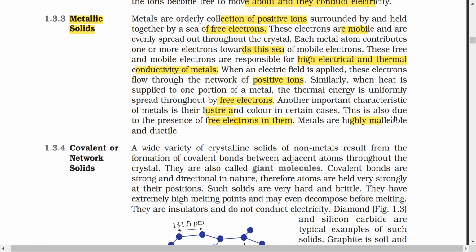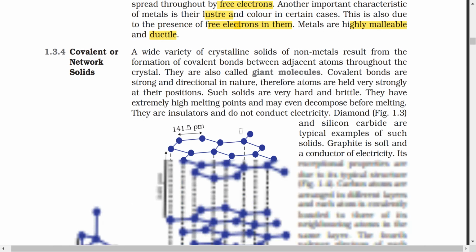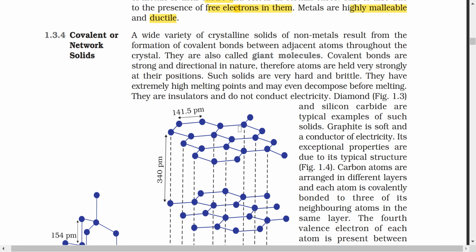Metals are highly malleable and ductile. We know, drawn into sheets and drawn into wires. ये सब properties metals के ही होते हैं. और metals होते क्या basically? Positive ions surrounded by sea of free electrons. Next, कोवलेंट और नेटवर्क सॉलिड्स.